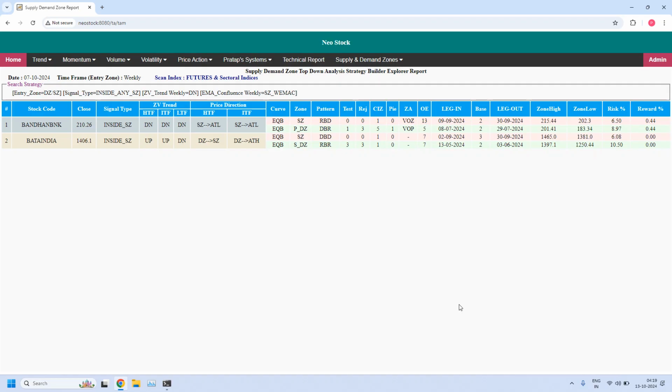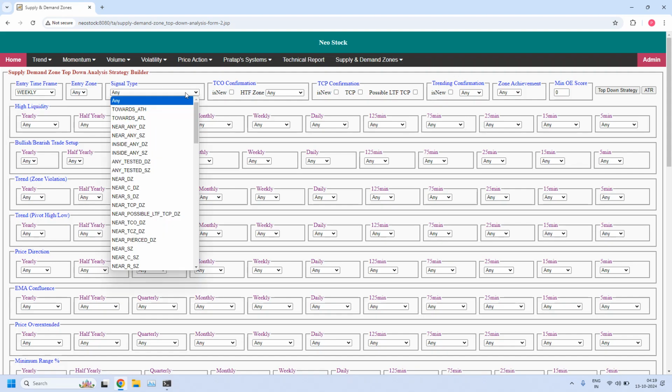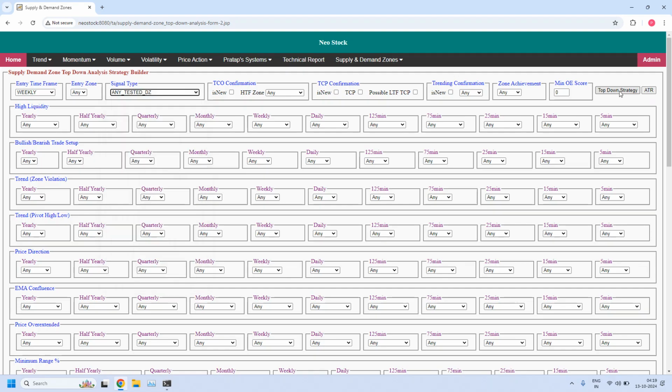Okay, this is about stocks closed inside the zone. The next report for weekly time frame, let us find the stocks where the zones are tested. Let us find the demand zones. Let us find the stocks having demand zones tested during this week.